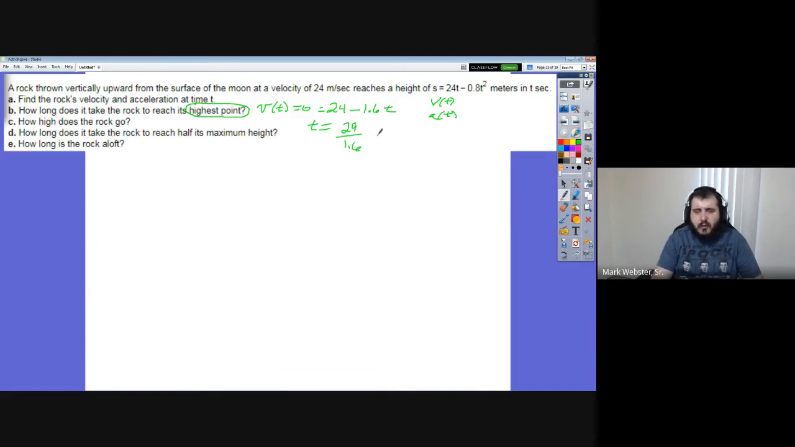That comes out to some kind of whole number. Three over 0.2, so like 15. Am I right? Sounds right. I'm going to double check because I don't trust myself. 24 divided by 1.6. Hey, I was right. 15. Hey, 15 seconds. From zero to its highest point, where the velocity equals zero, it took 15 seconds to get there.